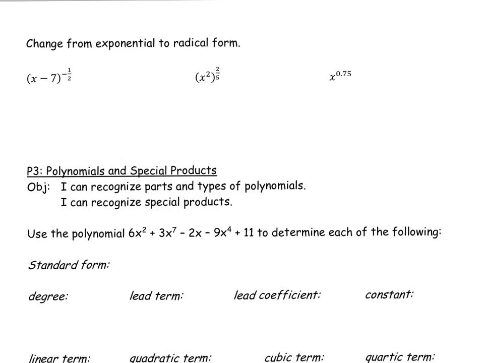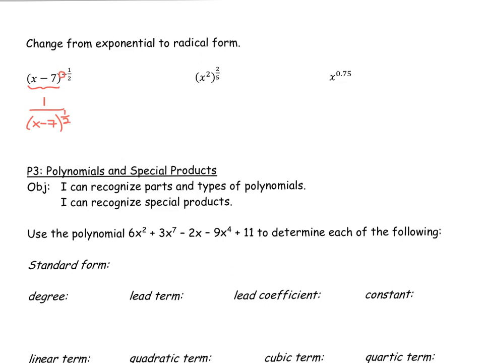Let's finish lesson P2 by changing from exponential back to radical. In our first example, we have x minus 7 in parentheses. So this entire part is our base. Notice, however, we have a negative exponent. The first thing we're going to do is fix that. We always want our exponents to be positive before we convert. That means we simply take the reciprocal of our base. And then that changes our exponent to positive 1/2.